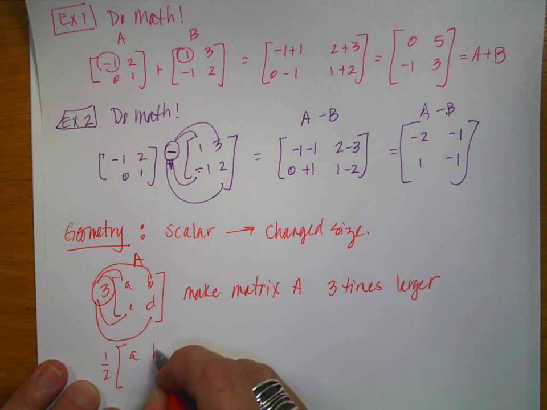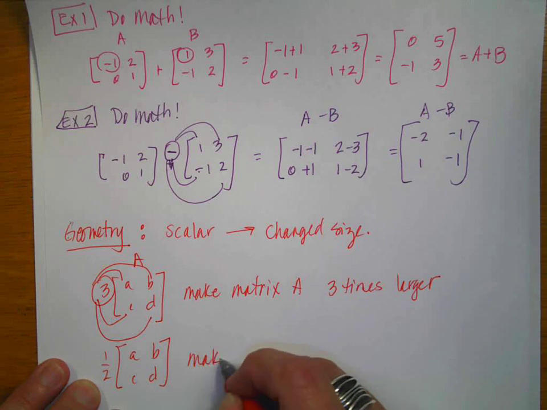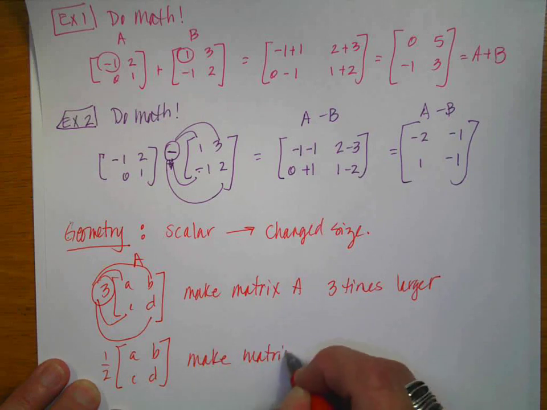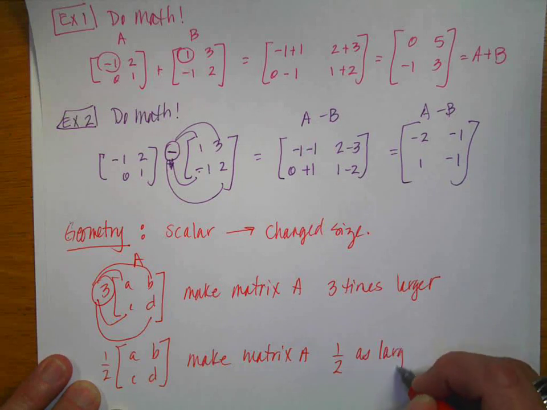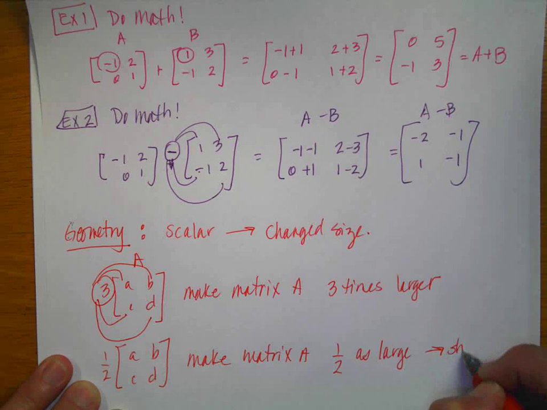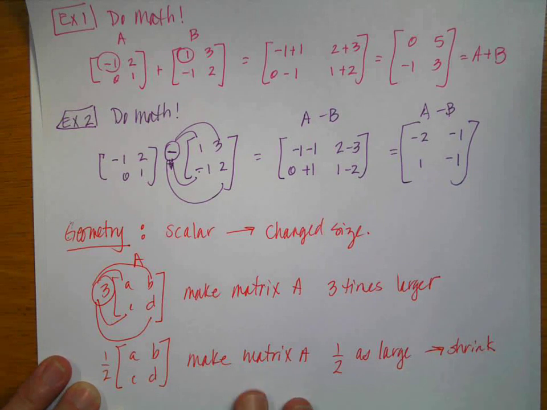If I had a 1/2 times A, B, C, and D, then that is going to make matrix A 1/2 as large, which means it is going to shrink. So if it's a number greater than 1, it's going to increase the size of the matrix. If it is a number less than 1, and we're talking about the absolute value of the number, not the positive or the negative, it's going to shrink the particular matrix.